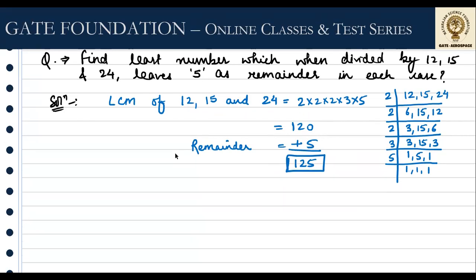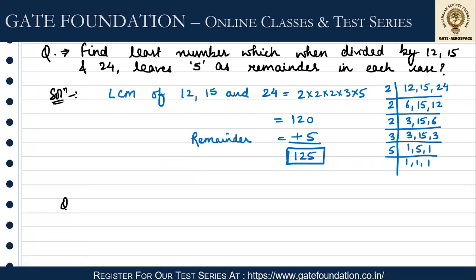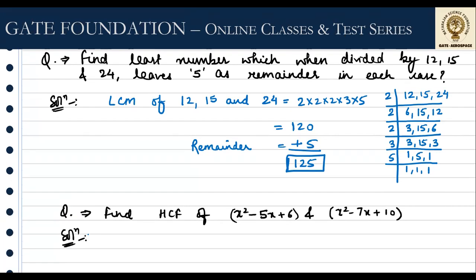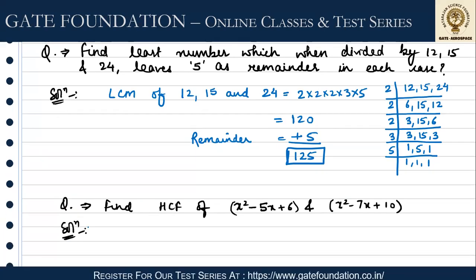Right. Now another question, which is on HCF. You are supposed to find the HCF of two expressions, x square minus 5x plus 6 and x square minus 7x plus 10. Find out the HCF of these two things. So x minus 2. Yeah, that's correct.